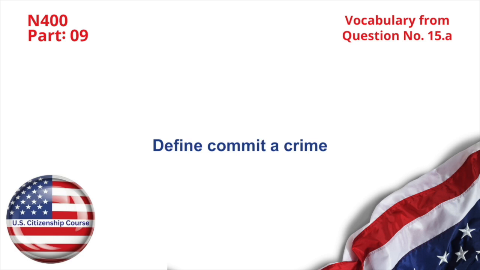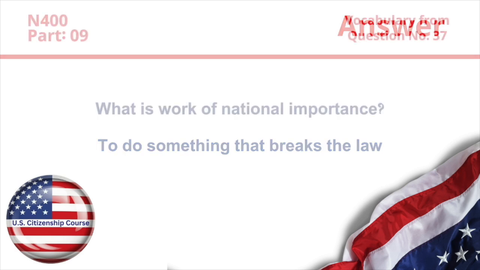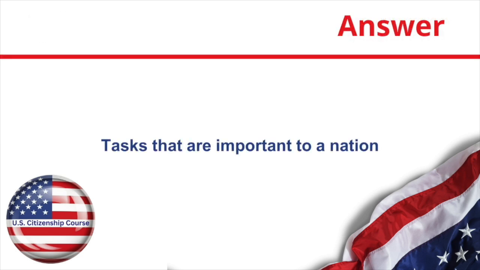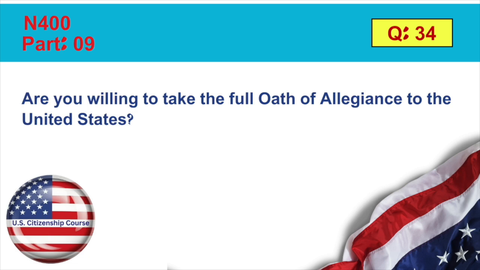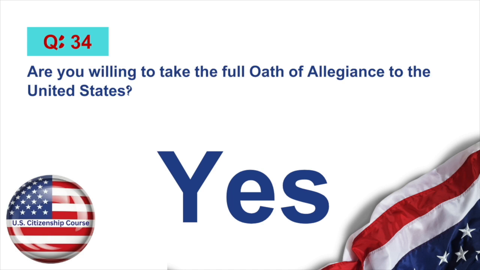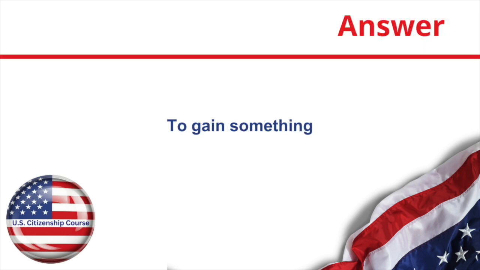Define commit a crime. To do something that breaks the law. What is work of national importance? Tasks that are important to a nation. Are you willing to take the full oath of allegiance to the United States? Yes. Define obtain. To gain something.